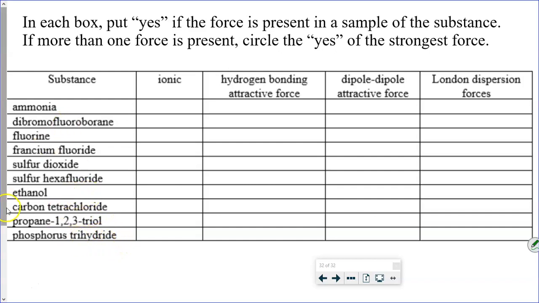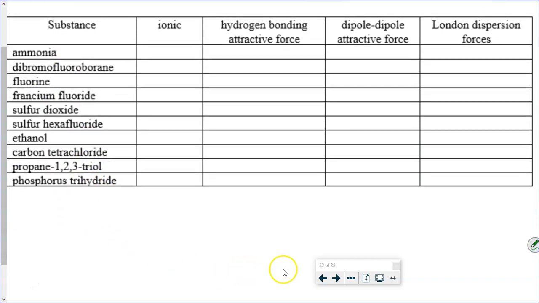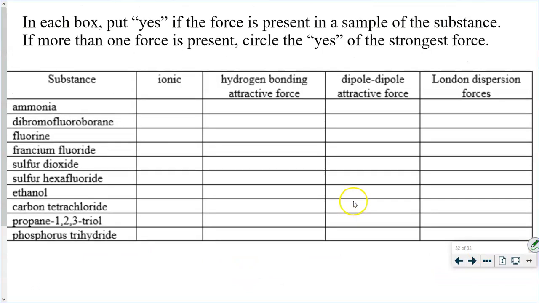The other ones you should be able to get, but let me draw in these 2 shapes. And what I would like you to do is fill in this chart. Please take your time. Pause the video and take time talking to each other and trying to figure out the types of intermolecular forces that you have.